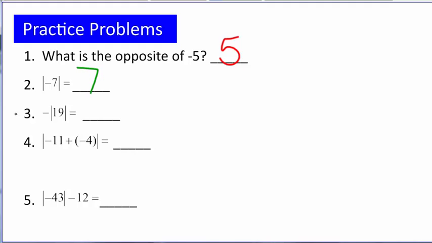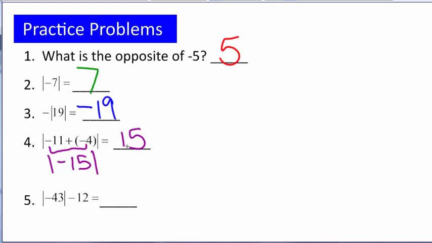Number 3. The opposite of the absolute value of 19. We'll first find the absolute value of 19, which is just 19, and then find its opposite, which is negative 19. Number 4. The absolute value of negative 11 plus negative 4. I'm going to simplify what's inside the signs first. I get negative 15, and the absolute value of negative 15 is positive 15.